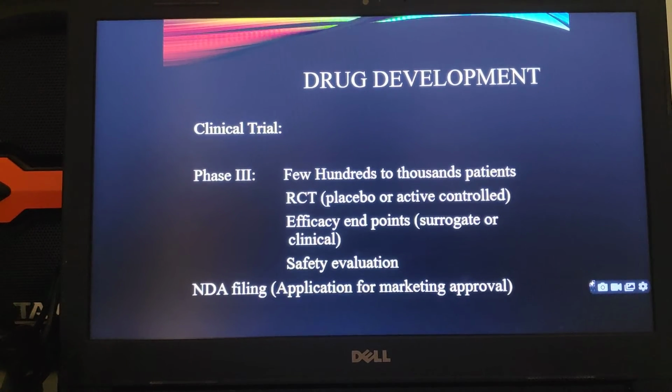The clinical endpoints are to see the actual outcome of the disease or actual impact of the drug on the disease. So surrogate endpoints are usually taken in phase 3 clinical trial because it takes less time to complete the surrogate endpoint, whereas clinical endpoint can be followed after the phase 3 is over and they can continue even after the launch of the drug. Once the phase 3 trial is over, then it is applied as a new drug application for marketing approval.